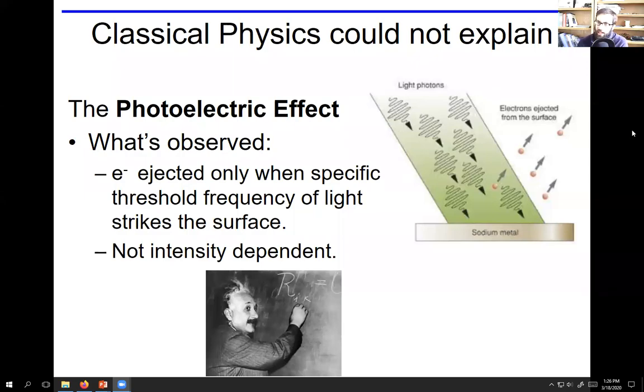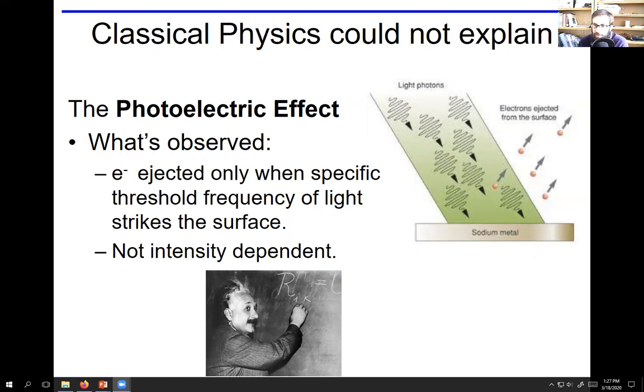All right, so now that we know that light is quantized from the previous video, we can explain the problems that were encountered with this second experiment that I mentioned. It's called the photoelectric effect. And the person who solved this problem was Albert Einstein.